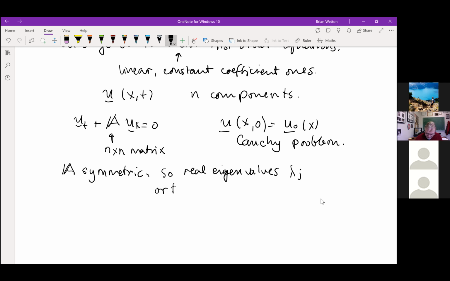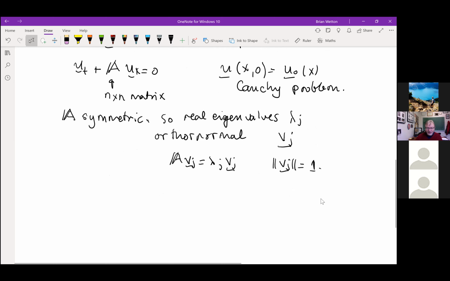And I can make the eigenvectors orthogonal. And I might as well normalize them to make some of the algebra a little bit easier coming up. So I've got A times v_j is lambda_j v_j, and the length of these vectors is 1. So there's no normalizing that has to happen.